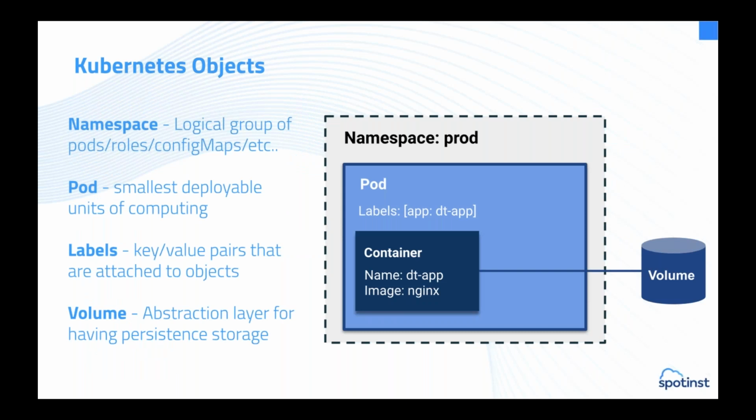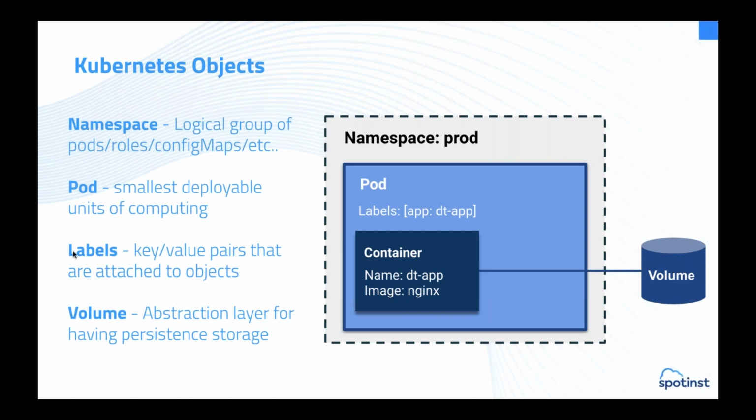So the different Kubernetes objects, let's go through them. The first one would be namespaces. So namespaces is a logical group of pods, roles, config maps, and so on. Generally speaking, it's just an object that holds different objects underneath it. It helps you create different teams, different groups, different applications within the cluster. Everybody uses namespaces in different ways. The second thing would be the pod. Pod is the smallest deployable unit of computing. Generally speaking, pod will hold container or more. It would be one or more containers.